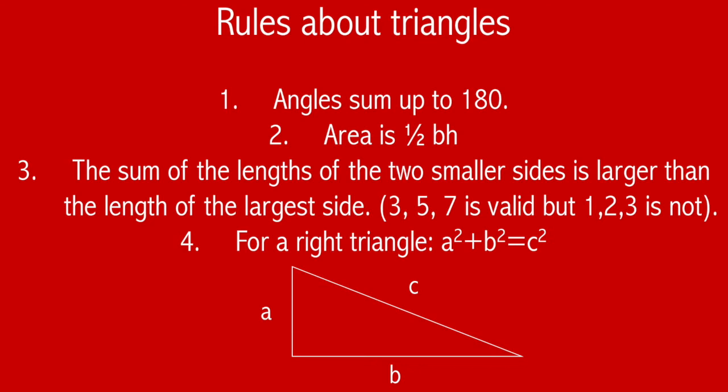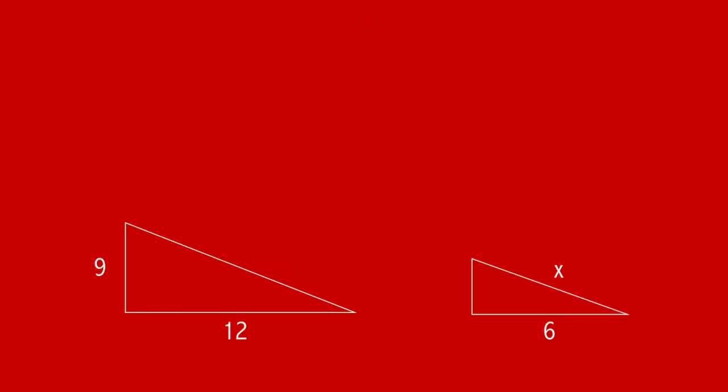And finally, for any right triangle, so any triangle with a right angle or 90-degree angle, a squared plus b squared is equal to c squared. In other words, the sum of the squares of the 2 smaller sides is equal to the square of the hypotenuse, which is the longest side, and the side that is directly opposite the 90-degree angle.